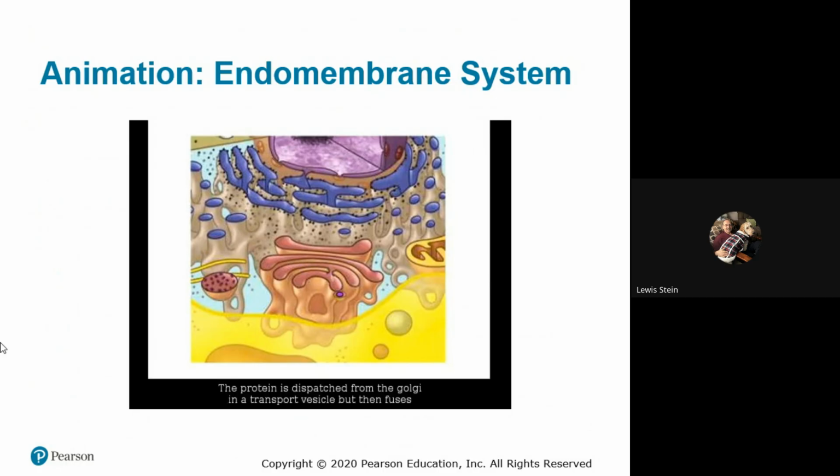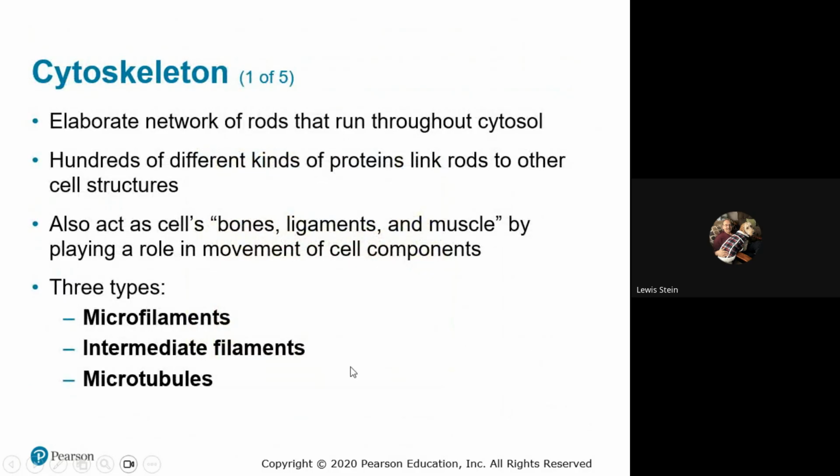The protein is dispatched from the Golgi in the transport vesicle, that then fuses with the plasma membrane, releasing the protein to the outside of the cell. Very good. So the cytoskeleton, this internal framework you saw in the animation.